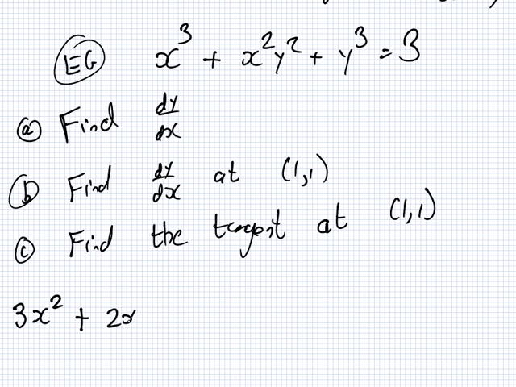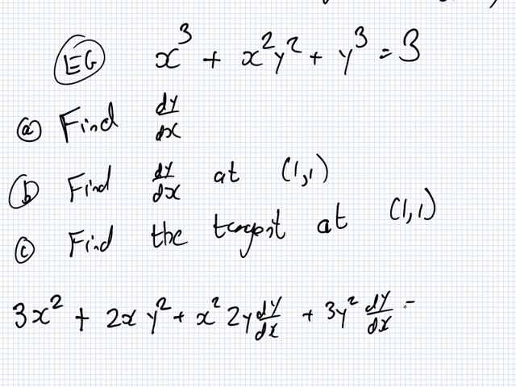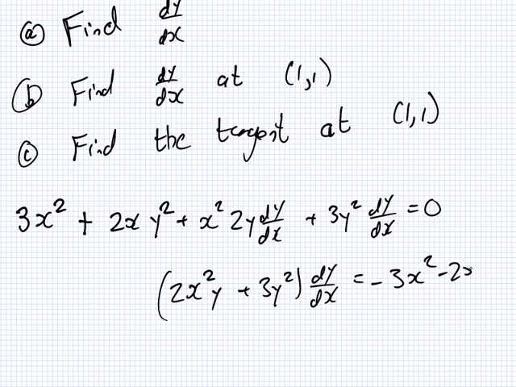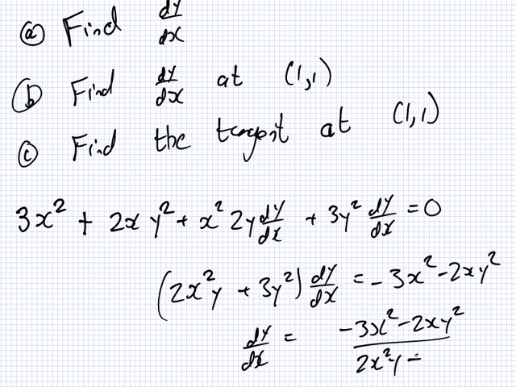So that would be 2x y squared plus x squared 2y dy/dx plus 3y squared dy/dx equals 0. So that's x squared times 2y plus 3y squared, dy/dx equals minus 3x squared minus 2xy squared. So dy/dx equals minus 3x squared minus 2xy squared over 2x squared y plus 3y squared. Did you get that? Yep.